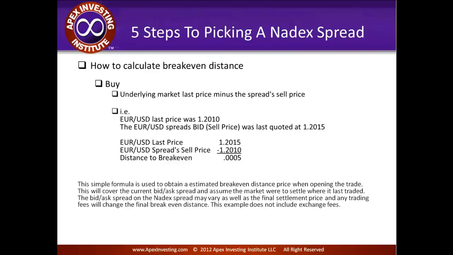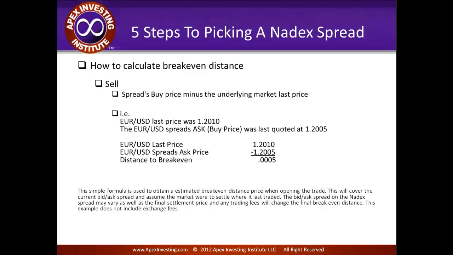So now how do you calculate break even distance? Well, if you're going to buy the spread, you're going to take the underlying market's last price minus the spread's sell price. The reason you do that is to cover the bid-ask spread on the trade. So that's why you take the sell price on a buy order. So, for instance, if the euro dollar was last priced at 1.2010 and the spread that you're looking at, sell price, was last quoted at 1.2015, then your distance to break even is going to be 0.0005, meaning that the euro dollar is going to have to be at or above 1.2015, moving 5 pips before you're at break even.